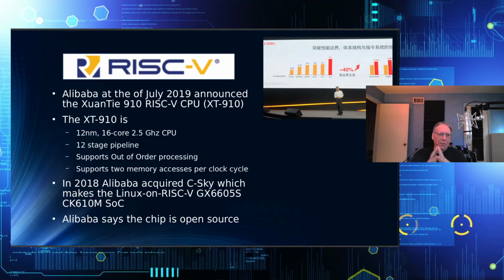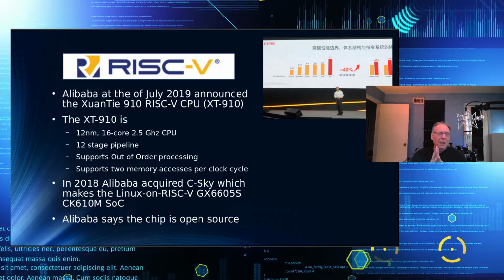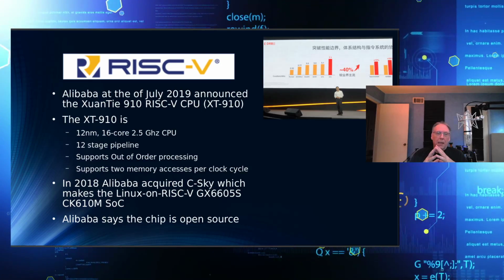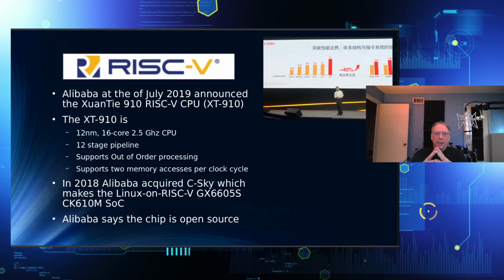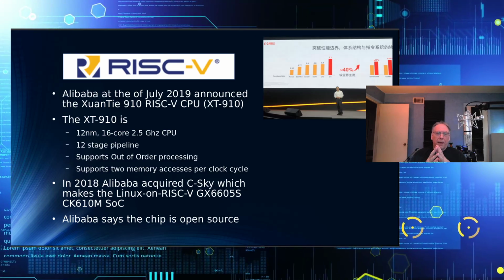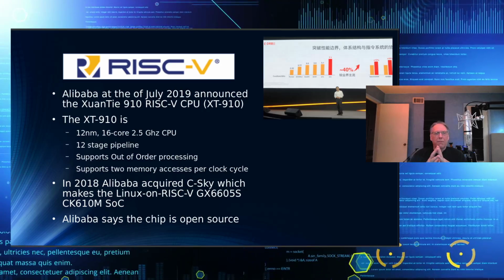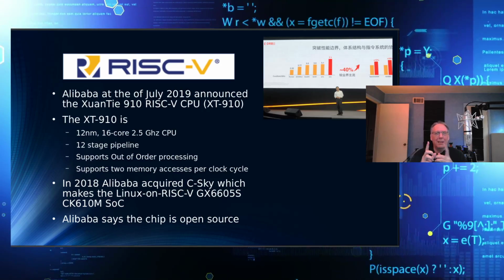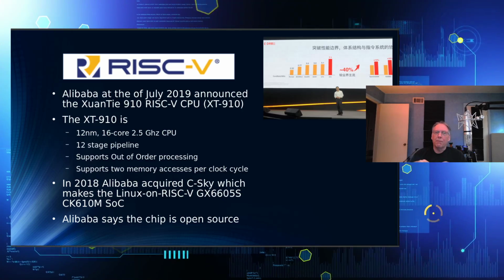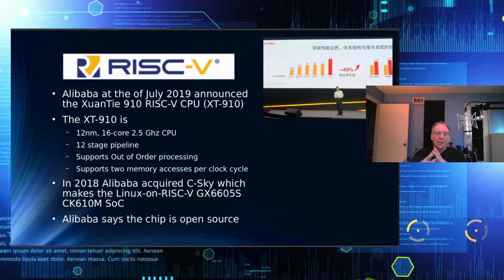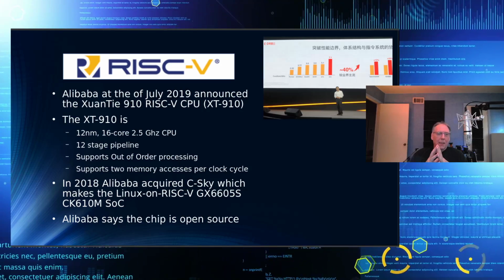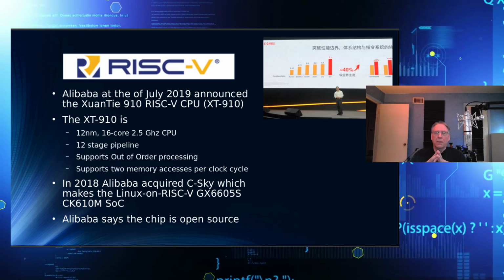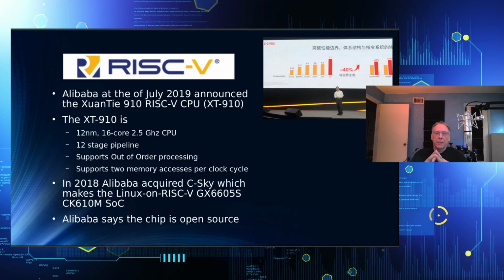I won't get into the hardware details. It's going to get way too deep. But in 2018, Alibaba had acquired C-Sky, and they're the makers of the Linux on RISC-V. It's a GX6605S. It's an older board architecture, so I suspect the reason for them acquiring that was to find a place to sock the XT910. Alibaba says that their chip is open source, so anybody can look at the code and anybody can look at how they developed it.